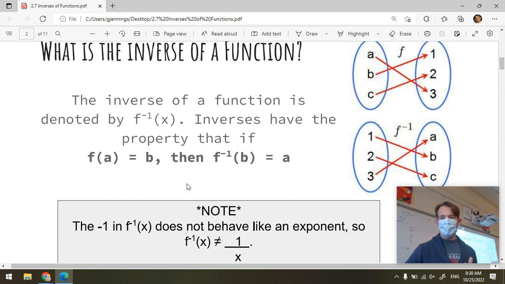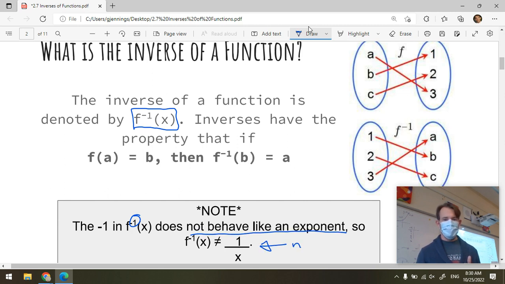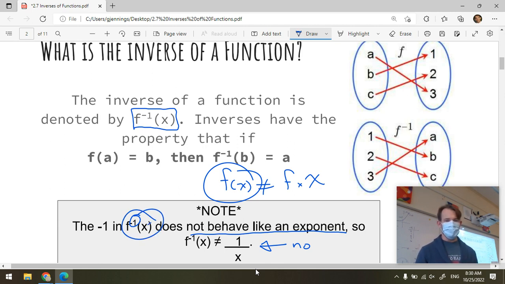Now, we write the inverse of a function with a special notation. You'll see it right here. And this negative 1 is not an exponent. So it's not this. No. In the same way that f of x is not take f and multiply by x. No, it's not this. So we know that this is a new type of notation for writing y equals. Similarly, this is not an exponent. It means just the inverse of a function.